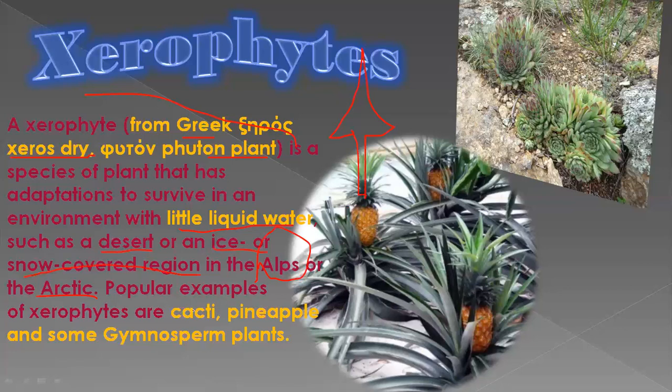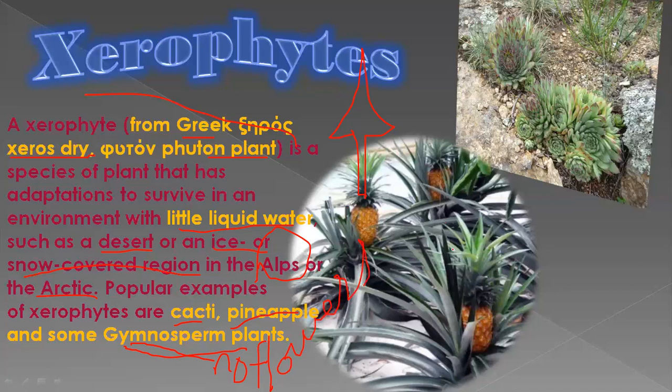Some common examples are cacti, pineapple. Cacti is the plural of cactus, and some gymnosperm plants. Gymnosperms means the plants which do not bear flowers, but they produce seeds without flowers.